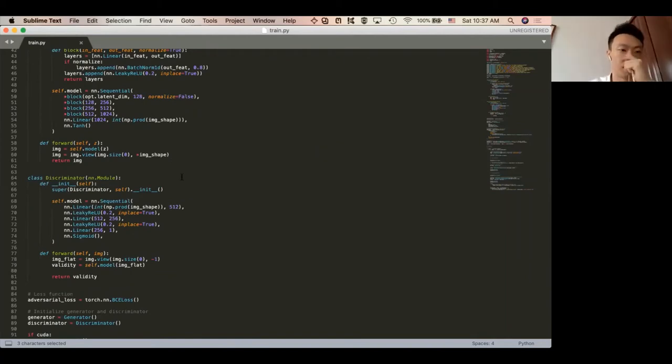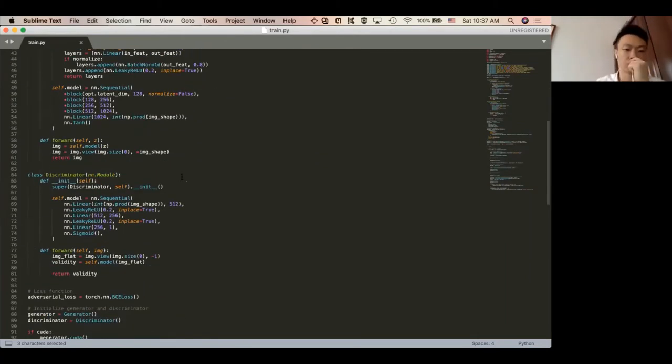Yeah, that's clear for the generator. And for the discriminator, it does the opposite. It takes the dimensionality of the image and maps it, using a linear layer, to 512, and then applies leaky ReLU, then linear, leaky ReLU, linear, and then sigmoid. Because we want a probability that tells us how likely this image belongs to the real set, right?